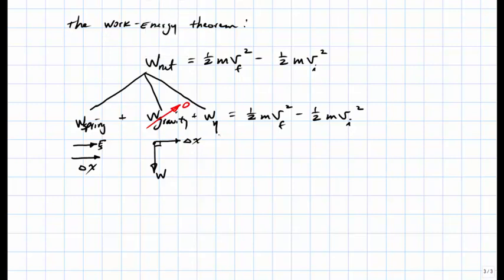Likewise, the direction of the normal force is upward, and the displacement is directed towards the right. The angle between them is also 90 degrees, which means the work done by the normal also equals 0.